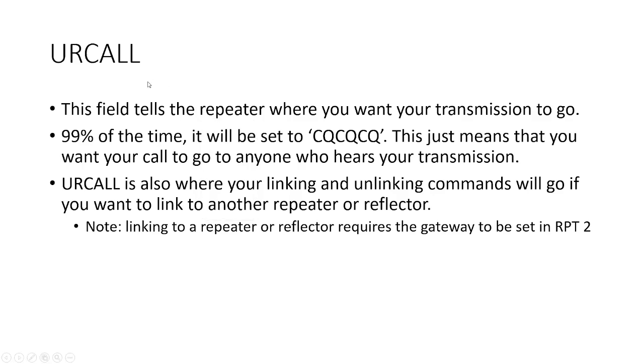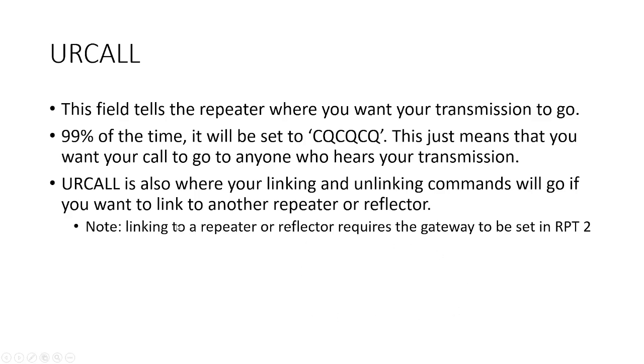So URCALL is where your commands are going to go. So this tells the repeater where your transmission is going to go. 99% of the time it'll be set to CQ, CQ, CQ. So that means you just want your transmission to go to anyone who hears it. URCALL is also where your linking and unlinking commands will go if you want to link to another repeater or reflector.